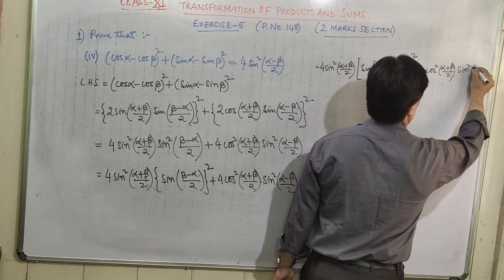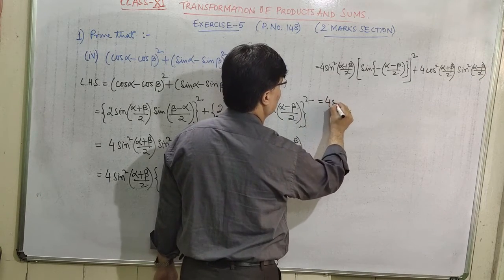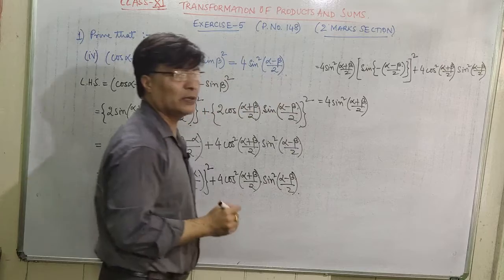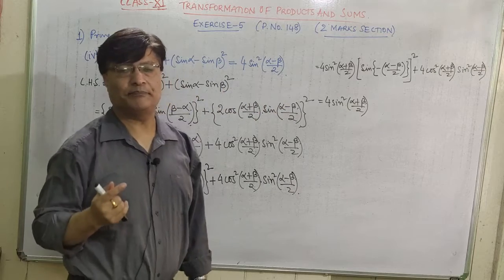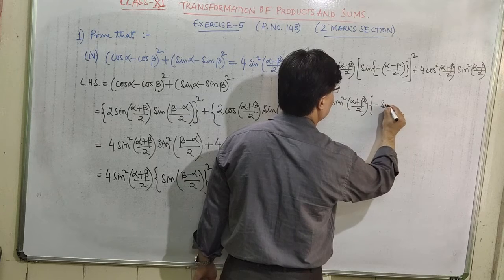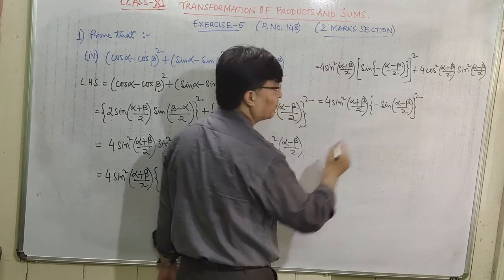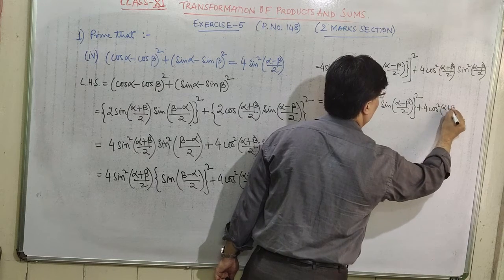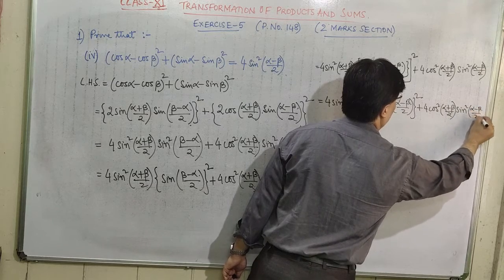That is sine square alpha minus beta by 2, which is equal to, now here this is 4 sine square alpha plus beta by 2, right? And you know that this expression is in the form of sine of minus theta. What is sine of minus theta? Minus sine theta, isn't it? So it is minus sine theta. What is theta here? Alpha minus beta by 2 whole square. And the second term remains as it is, 4 cos square alpha plus beta by 2 sine square alpha minus beta by 2, right?